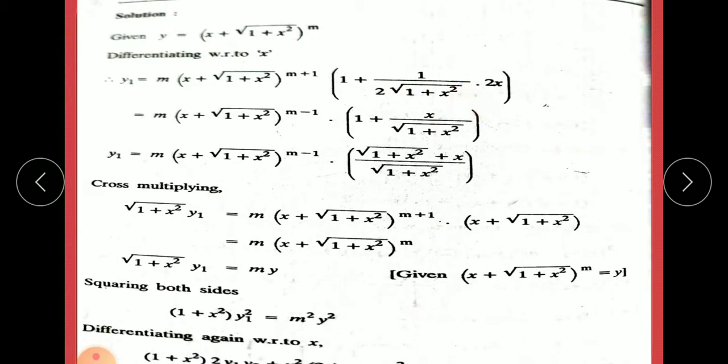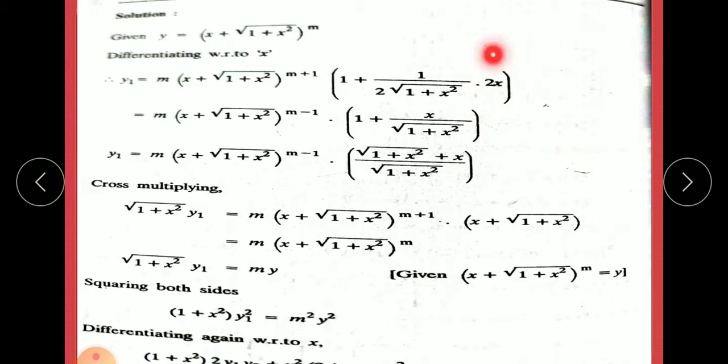Now we are going to prove that the term equals 0. First we are differentiating with respect to x, that is, we are finding y1. The derivative of x to the power n is n times x to the power n minus 1. So m into this term to the power m plus 1, into the derivative with respect to x. This can be written as 1 plus 1 by root x, which is 1 by 2 root x. So 1 by 2 into root of 1 plus x squared into, since x squared is there, 2x will come.